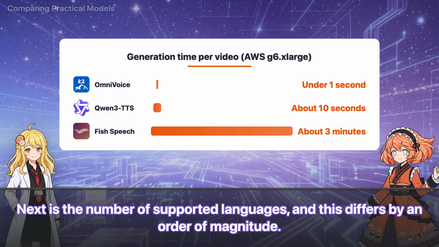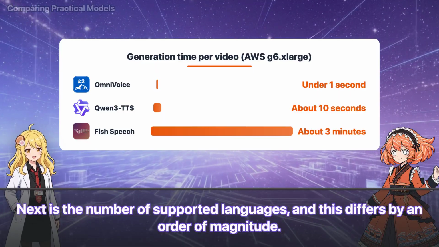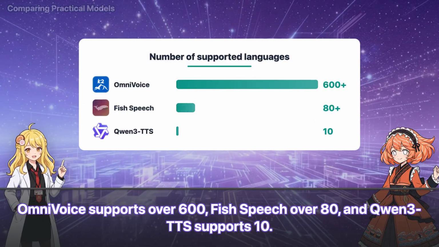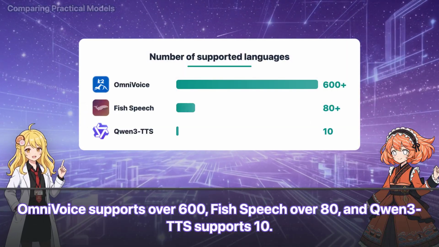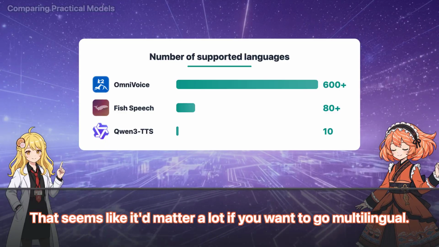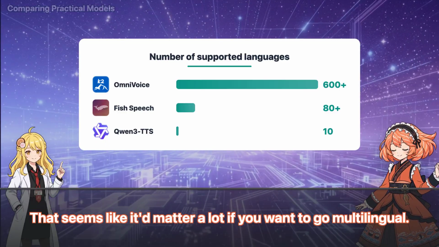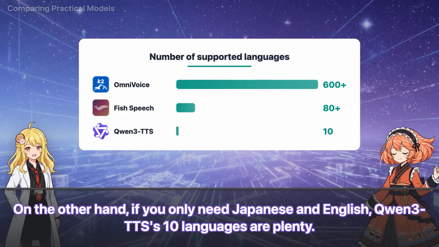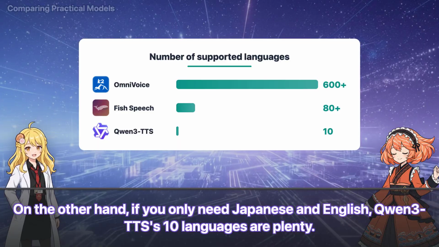Next is the number of supported languages, and this differs by an order of magnitude. OmniVoice supports over 600, Fish speech over 80, and Qwen3 TTS supports 10. That seems like it'd matter a lot if you want to go multilingual. On the other hand, if you only need Japanese and English, Qwen3 TTS's 10 languages are plenty.